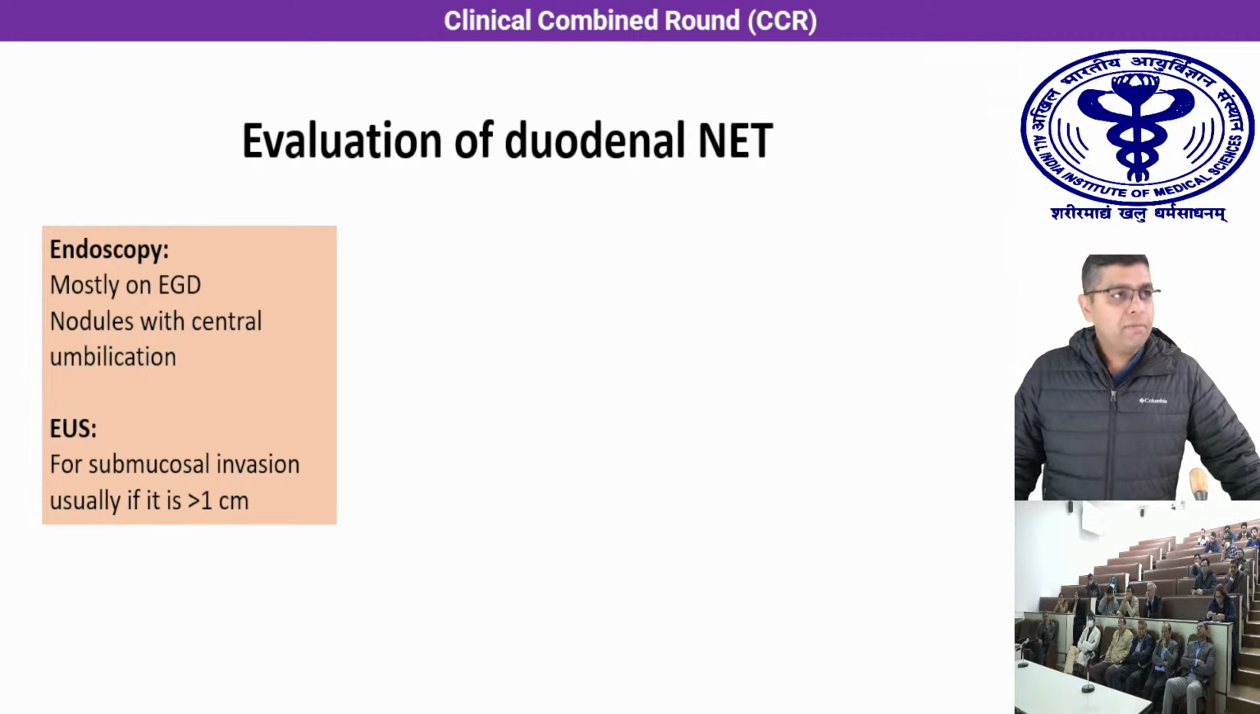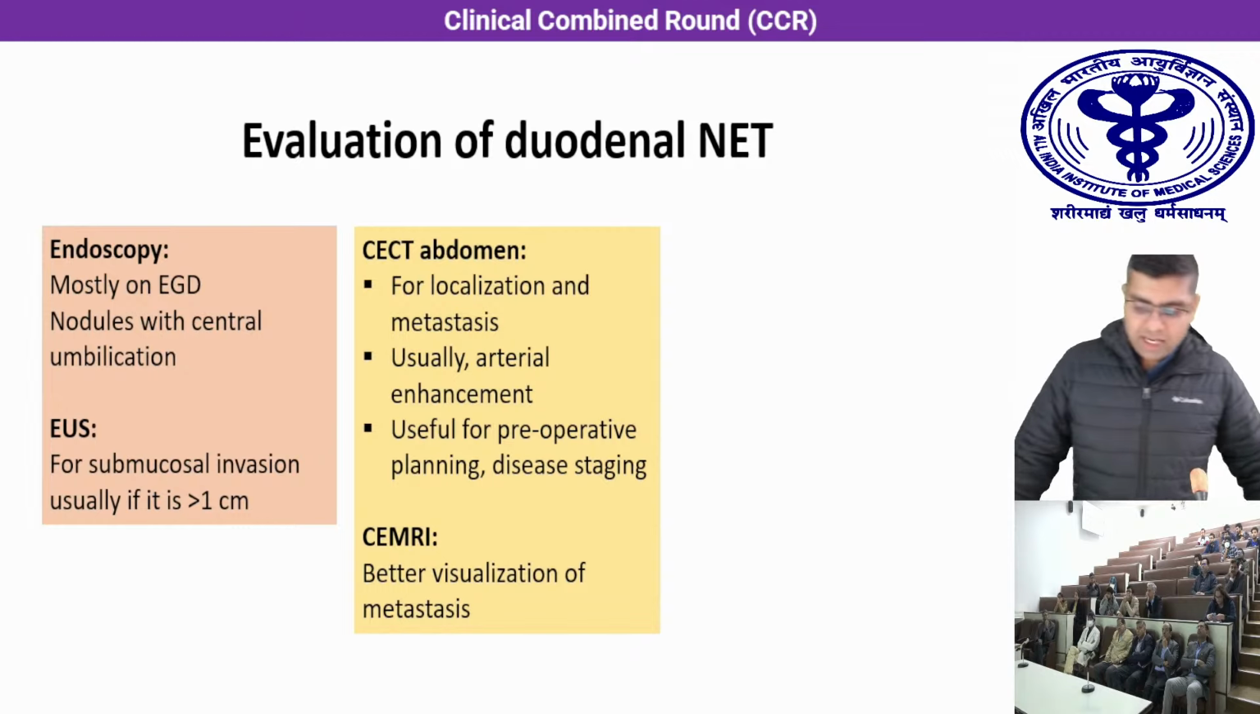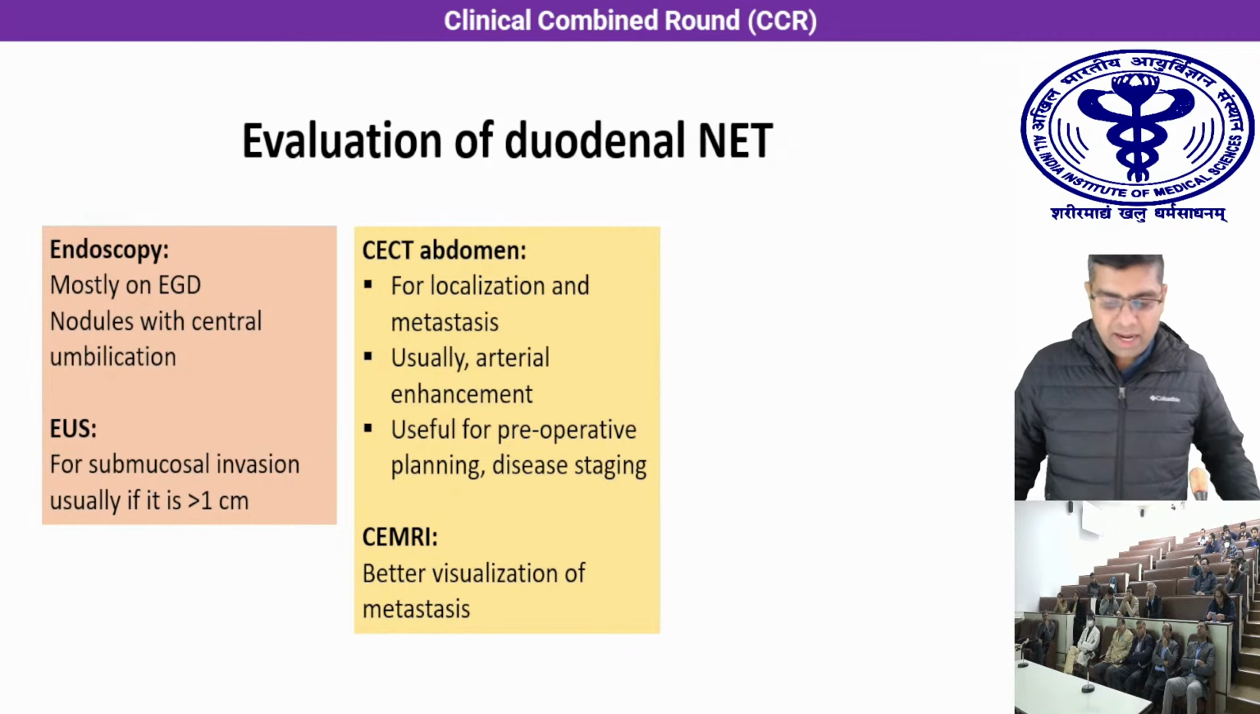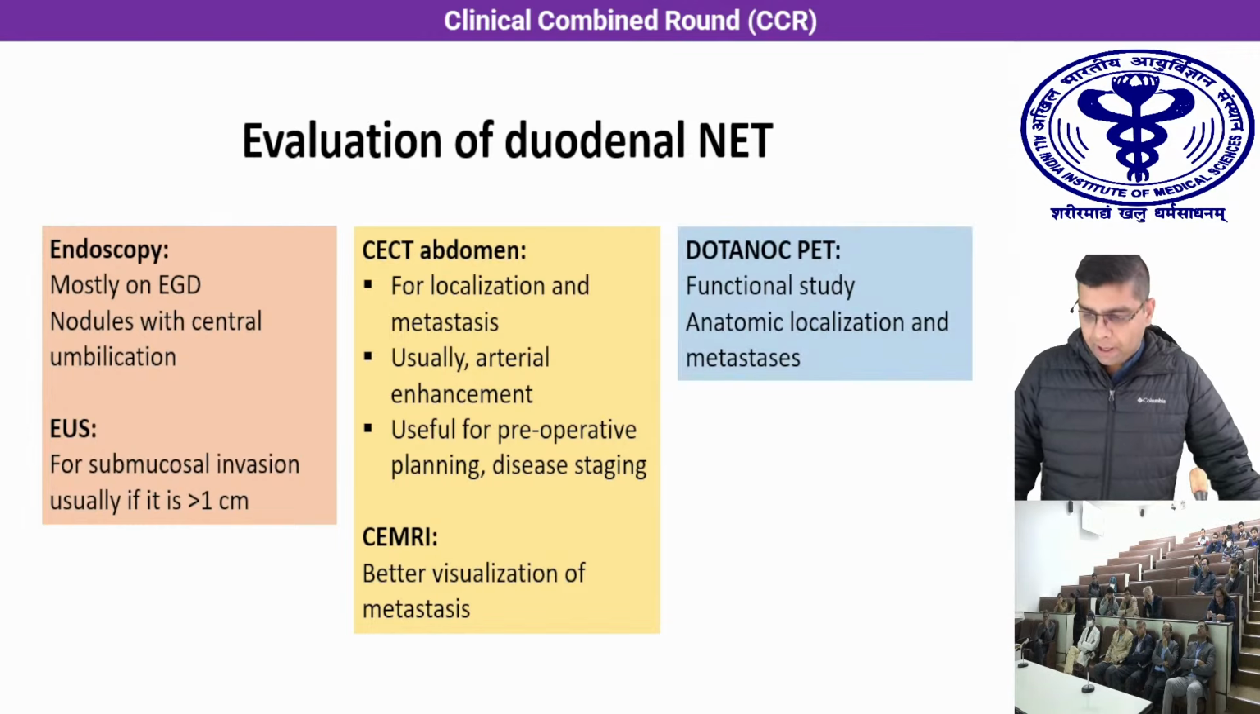For a lesion more than 1 centimeter in size, they should undergo an EUS evaluation for identifying any submucosal invasion. And imaging like CECT and CEMRI are required for better localization of other lesions and for metastatic lesions associated with the primary lesion.